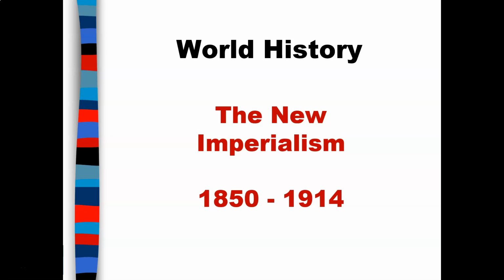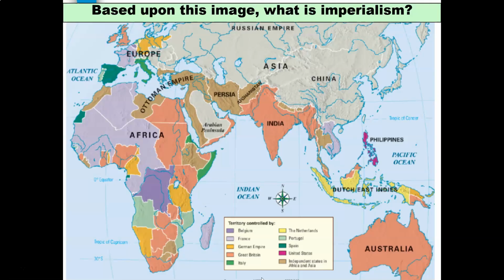My name is Luis Silva, and today we're looking at world history, the new imperialism, 1850 all the way to 1914. Based upon this image, what is imperialism? If you look at the bottom of the map, there's a box with a list of countries, and each country has been assigned a different color.